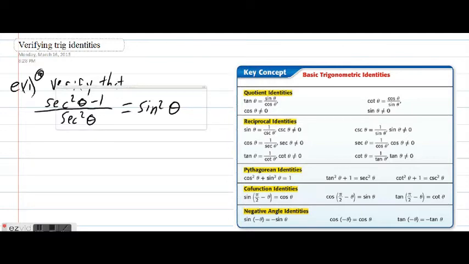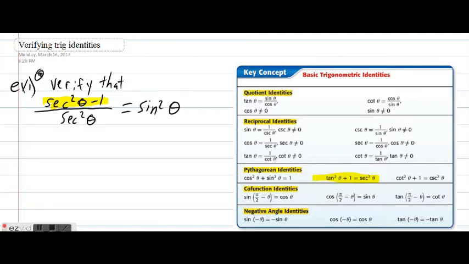Alright? And what we do is we're going to look over here at our chart and we're looking to see, is there anything that can help us out? So I have secant squared minus 1, and I'm looking to see if I have anything with secant squared minus 1. Now I have this Pythagorean identity right here. If I subtract the 1, I have secant squared minus 1.